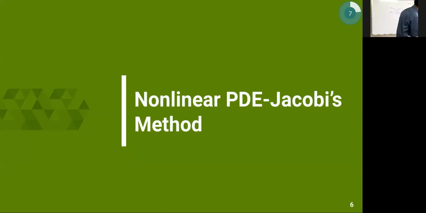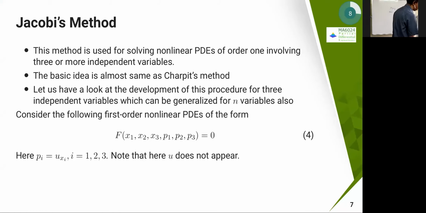In Jacobi's method, it is almost the same as what we do in Charpit's method. In Charpit's method, we had one equation g, and from that we eliminated. In this problem, we are going to use two functions, g1 and g2, and then from these three equations I will eliminate the constants and find the answer. This is a method used for solving nonlinear PDEs of order one involving three or more independent variables. The basic idea is the same as Charpit's method. So let's look at the procedure now.